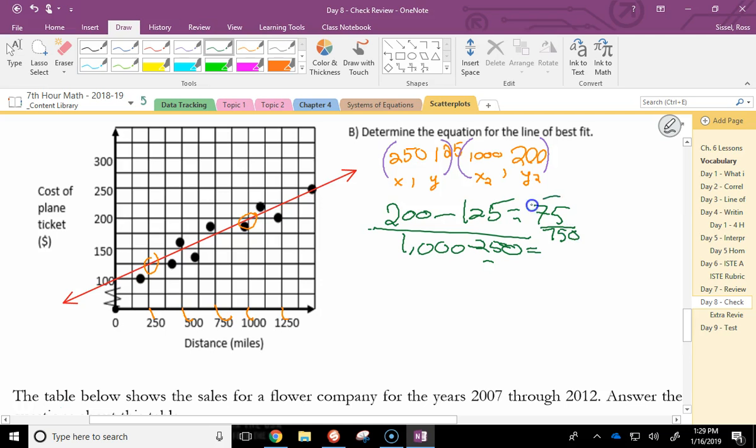Who can go up and simplify this now? Divided by... How do you know? Divided by... Yeah, who has straight A's right now? You can do it by yourself.